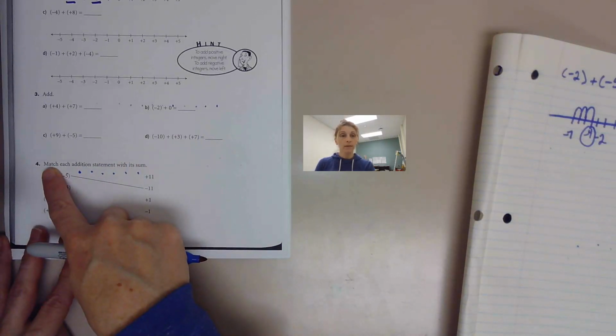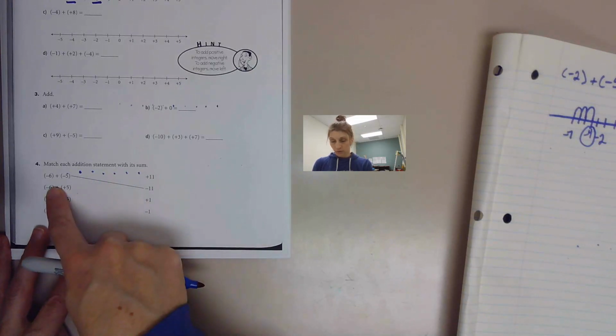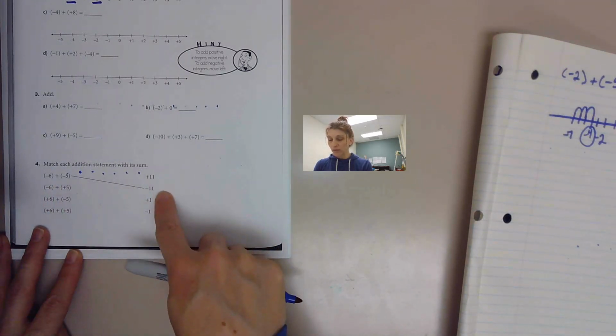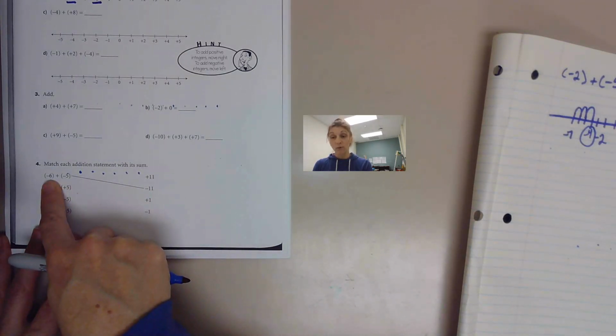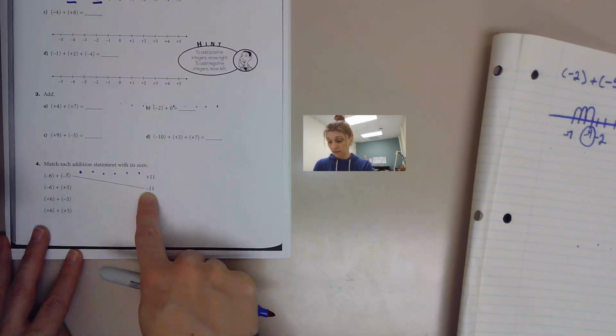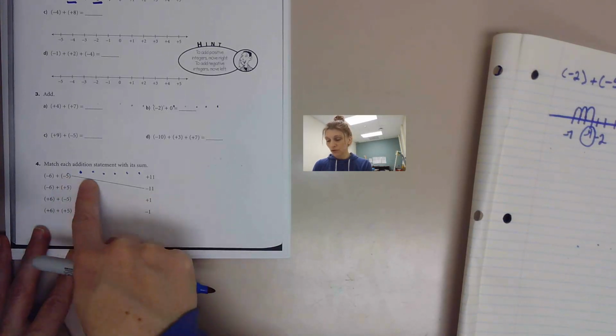And number 4, match each addition statement with its sum. So there is a statement, negative 6 plus negative 5, and then you have to match it with its proper answer. Yes, if you had 6 negatives and then you added in 5 more negatives, you're getting to 11 negatives. Okay? So you just draw a line.